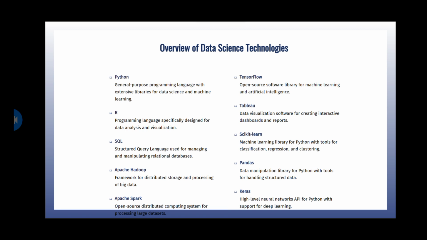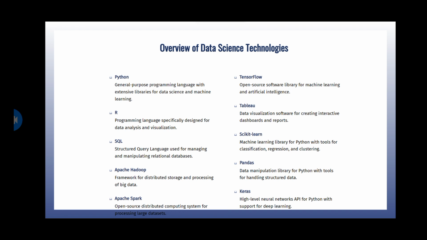Now, as you can see on my screen, I briefly described some technologies, languages, or software that you will use in the field of data science to get a better deal of data analytics. The first one is Python. Python is a general purpose programming language with extensive libraries for data science and machine learning. And next, it's R. Either you can do with both, or you can choose any one of Python or R. R is a programming language specially designed for data analysis and visualization. Next is SQL, structured query language used for managing and manipulating relational databases.